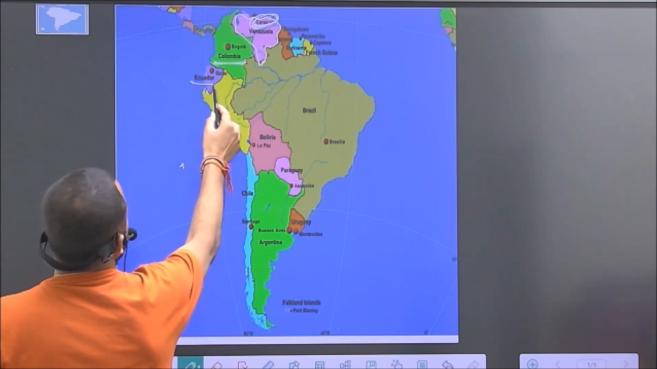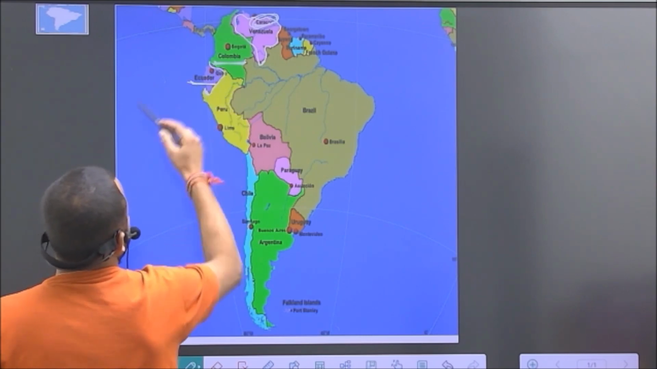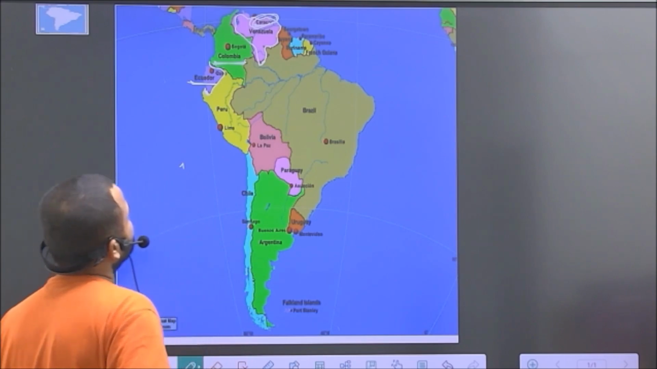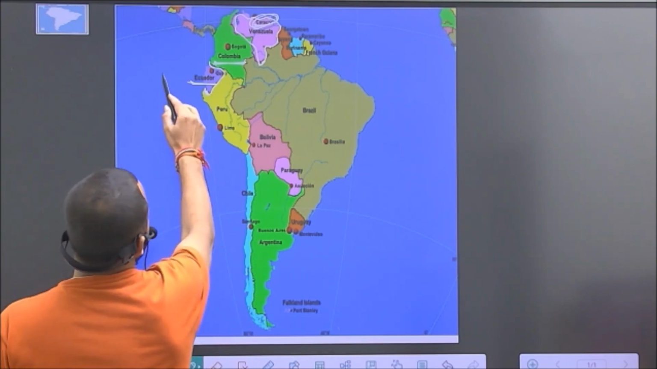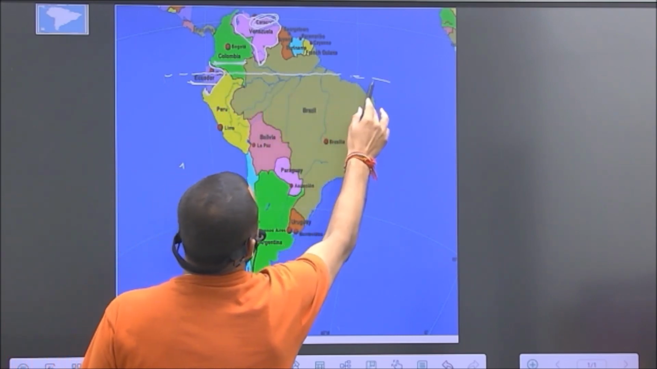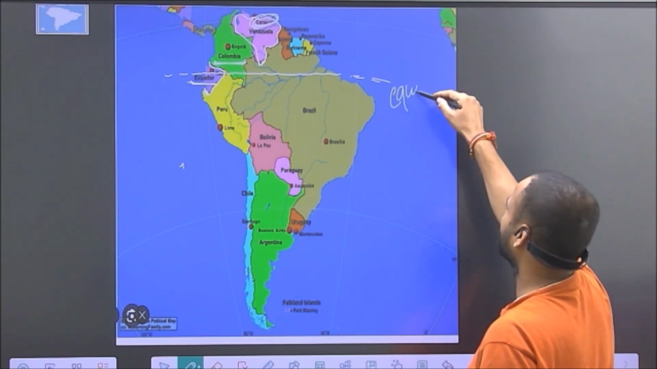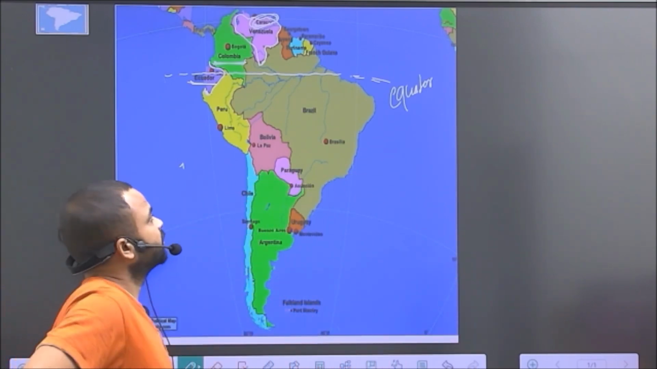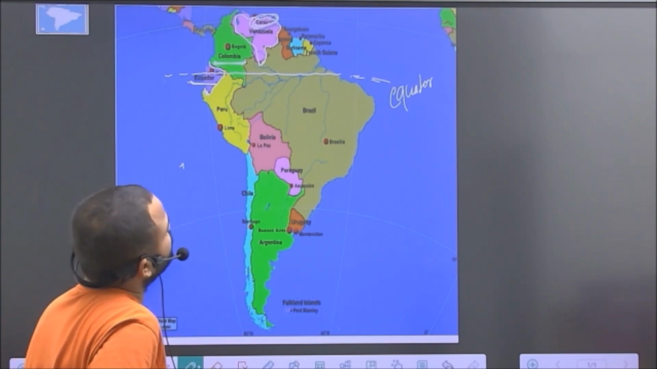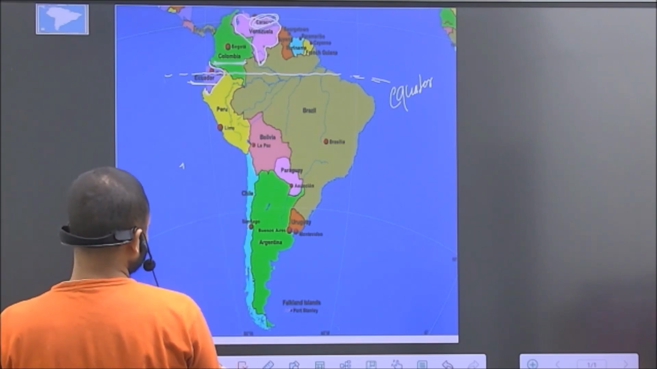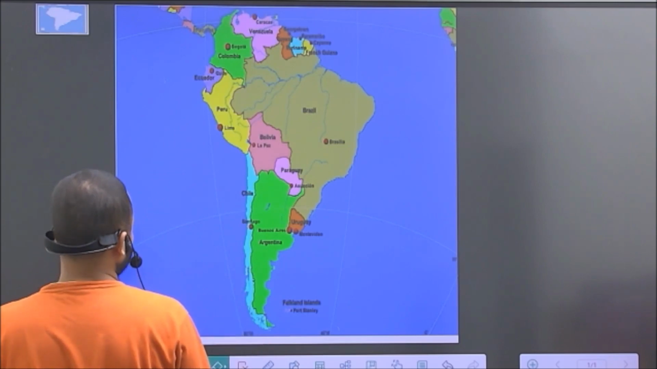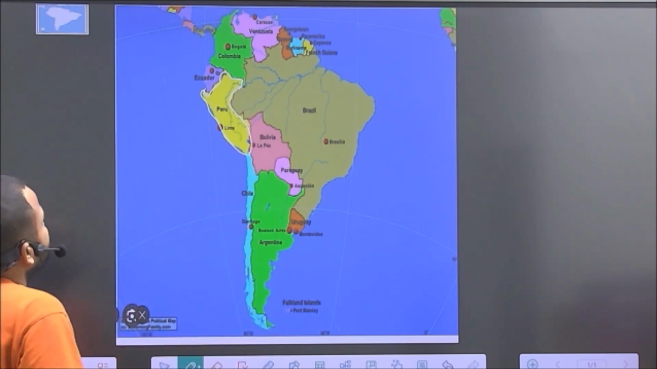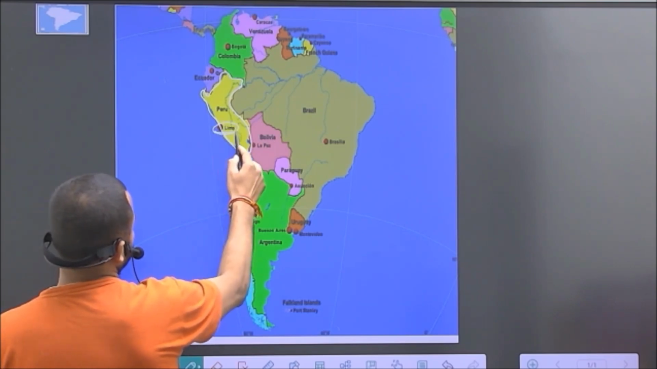Now Ecuador, and Quito is the capital of Ecuador. An important fact about Quito: if you see your atlas, the equator is passing from here. In South America, Quito is the capital which is closest to the equator. It is Peru. The yellow region is called Peru, and Lima is the capital of Peru. Lima is situated in the coastal region.